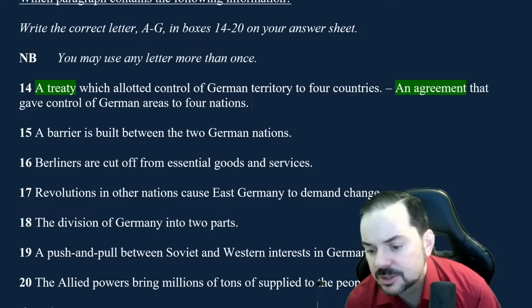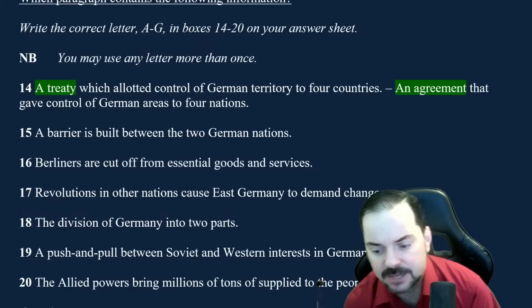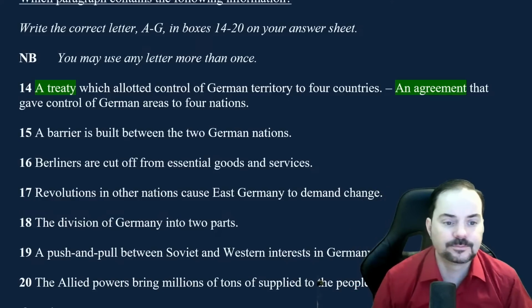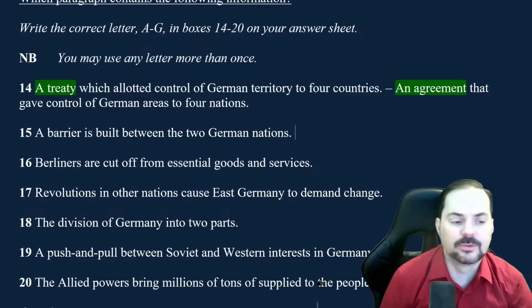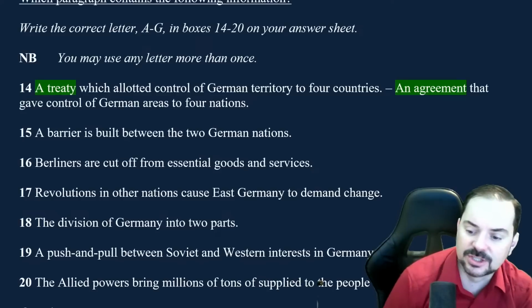Yeah, Aryan, absolutely. You should read the passage once before answering, in like 8 to 10 minutes. Okay. A barrier is built between the 2 German nations. Okay, so what is that? Paraphrase that for me, everybody. Say that in another way. A barrier is built between 2 German nations.